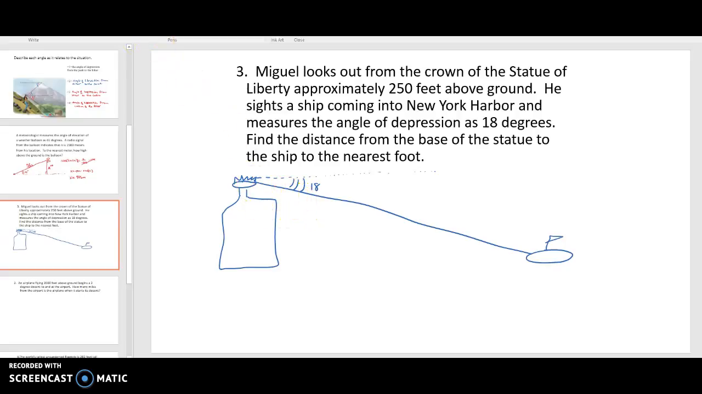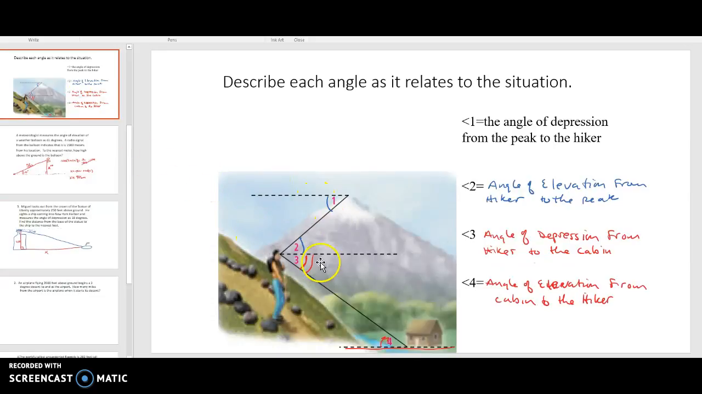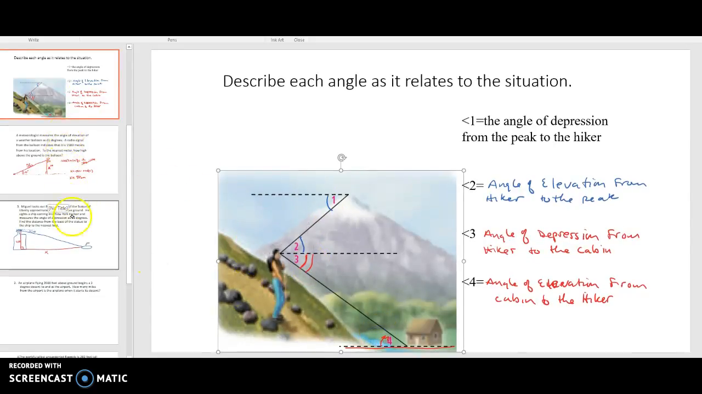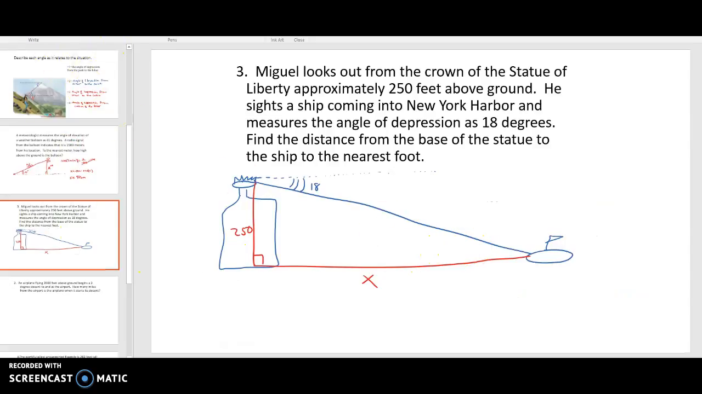Well, what you guys have to understand is Miguel's up here. He is 250 feet off the ground. Now, here is the right triangle we are using to find the distance from the ship to the base of the statue. Now, remember, the angle of depression is not right inside this right triangle right now. But what we do have to remember from up here is if you look, this angle and this angle, the angle of elevation and depression will be the same or congruent because of the parallel horizontal line of sights.